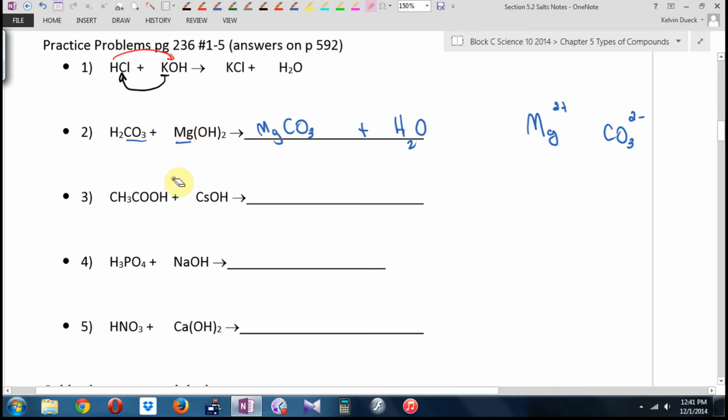How many hydrogens? 1, 2, 3, 4. How many hydrogens here? 2. So right now I have 4 H's. Right now I have 2. How can I fix that? How many oxygens do I have here now? 2. How many oxygens do I have sitting in here?